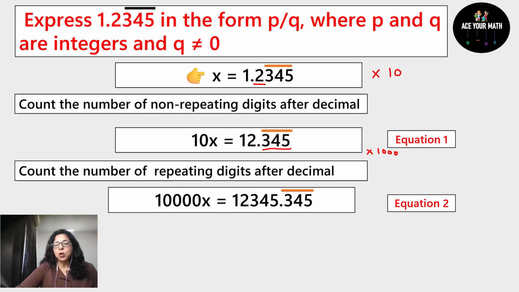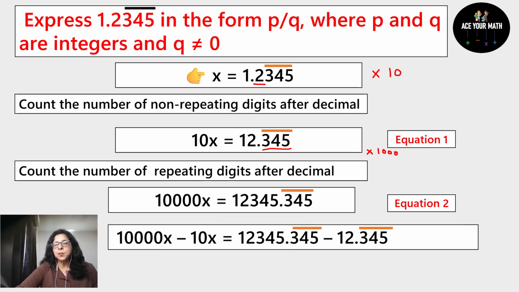So you will write down equation 2 first and then subtract equation 1 from it. Now, if you see here, the decimal part is the same. See, after the decimal, it is 345 in both the equations. So these will get cancelled. So on the left hand side, you will subtract 10x from 10,000x, and on the right hand side, you will subtract 12 from 12345.